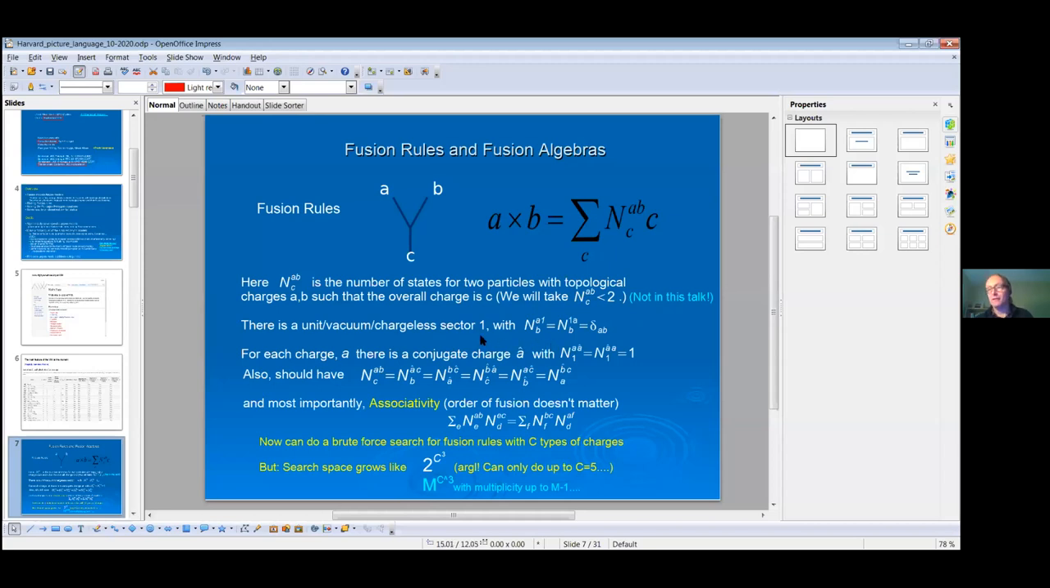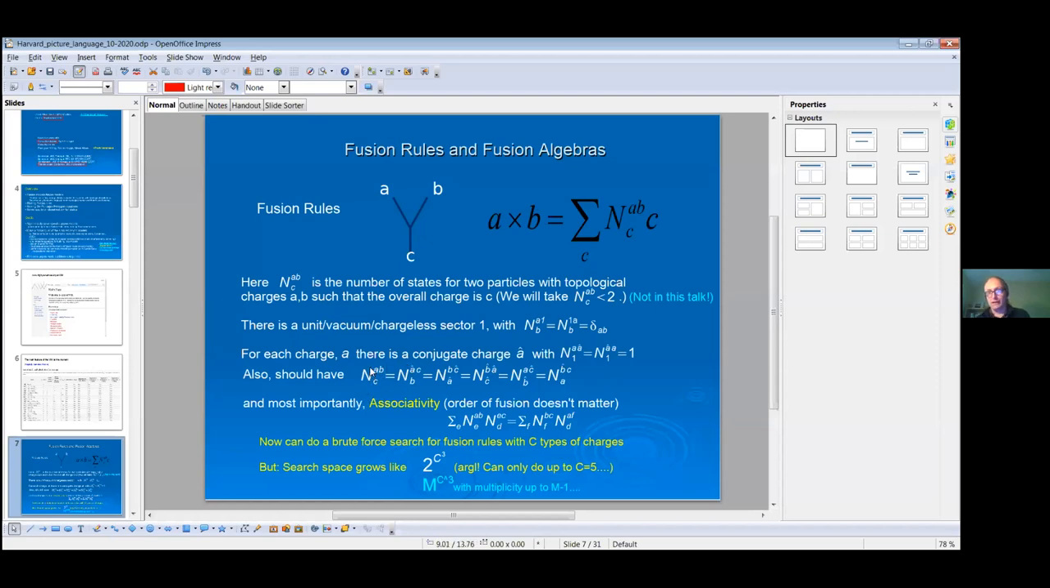So there should be a vacuum particle that fuses trivially with everything, and also duality, so that for every object, we have an anti-object that can fuse with it to the identity. And we require so far, although we don't really have to, but it makes our life a lot easier, that the left and right duals are the same, left and right anti-particles. And we also require this set of pivotal relations here, where you have fusion of A, B, and C.